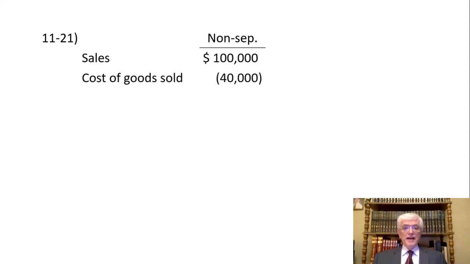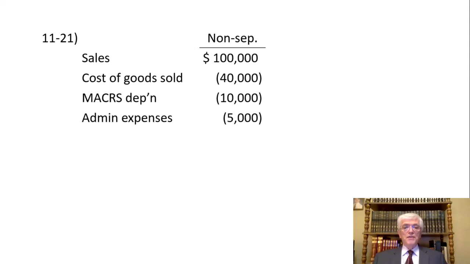Let's take a look at problem number 21. Zebra Inc., a calendar year S corporation, incurred the following items this year, and Sammy is a 40% Zebra shareholder throughout the year. Now we've got an exhaustive list of separately stated and non-separately stated items. So we've got the whole thing here. Sales revenue is a non-separately stated item at $100,000. Cost of goods sold is $40,000. Maker's depreciation, that's a non-separately stated item at $10,000, and administrative expenses also non-separately stated at $5,000.